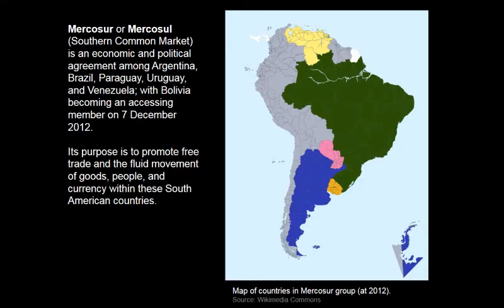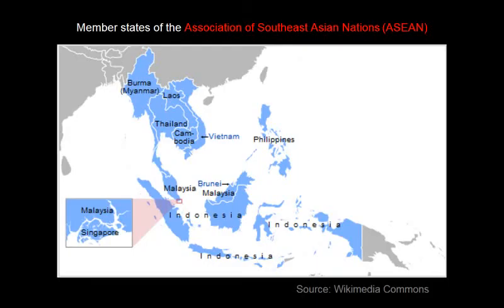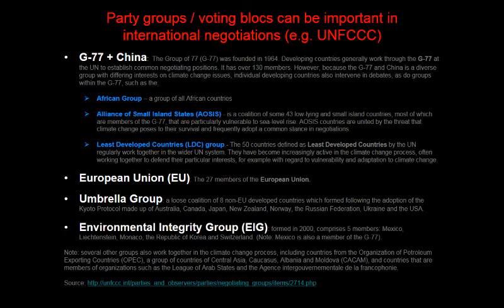Mercosur, the Southern Common Market, is an economic and political agreement between Argentina, Brazil, Paraguay, Uruguay, and Venezuela. Bolivia joined in 2012, so it's promoting free trade in South America. And then ASEAN, the Association of Southeast Asian Nations, including China as an observer. So there's a number of parties or voting blocks that are also important to understand.